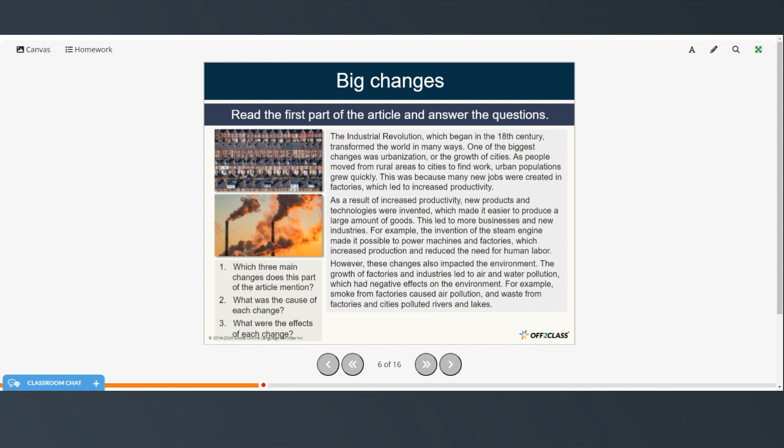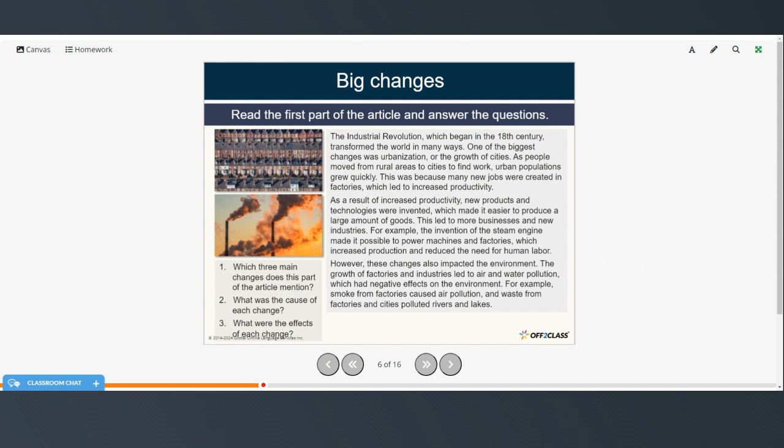For example, the invention of the steam engine made it possible to power machines in factories, which increased production and reduced the need for human labor. However, these changes also impacted the environment. The growth of factories and industries led to air and water pollution, which had negative effects on the environment. For example, smoke from factories caused air pollution, and waste from factories and cities polluted rivers and lakes.